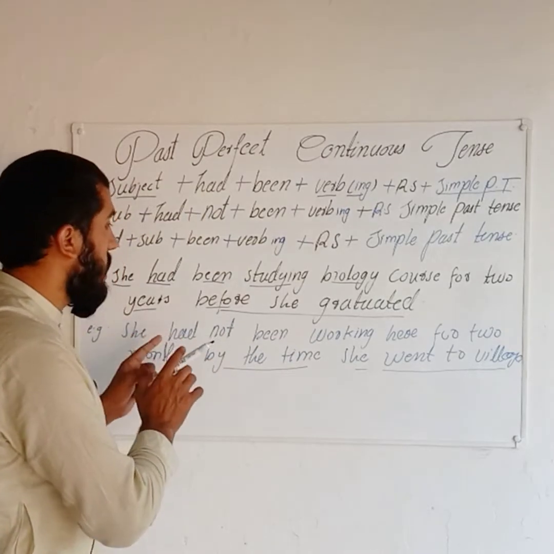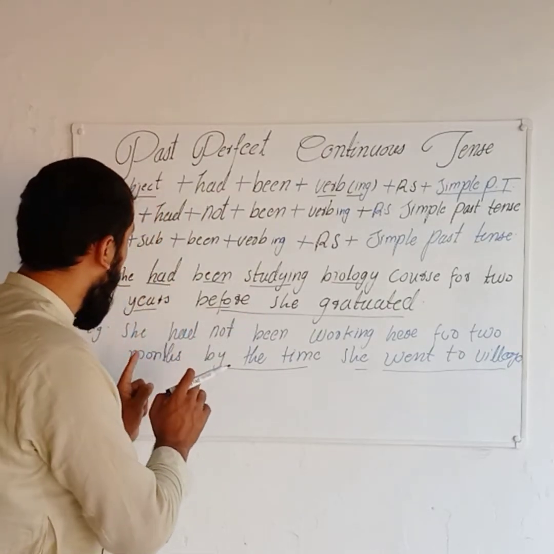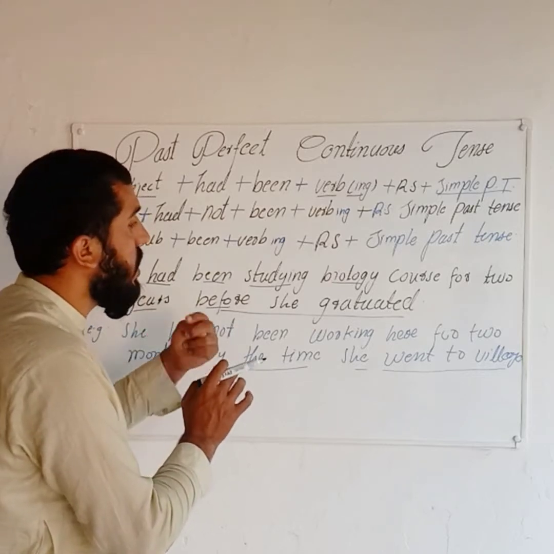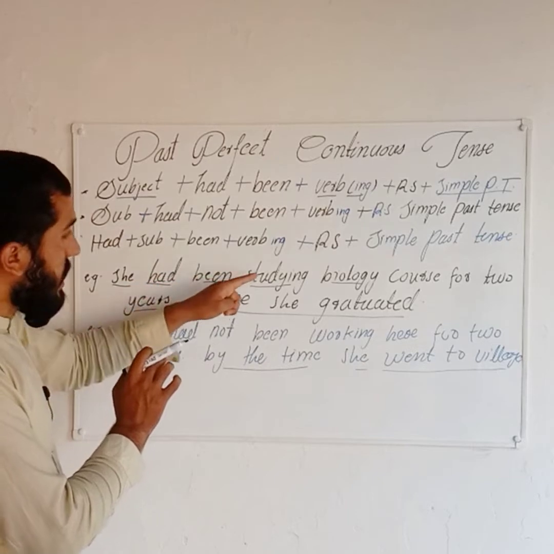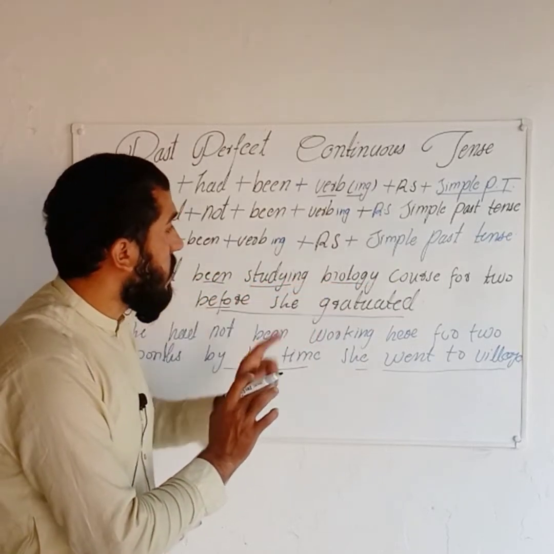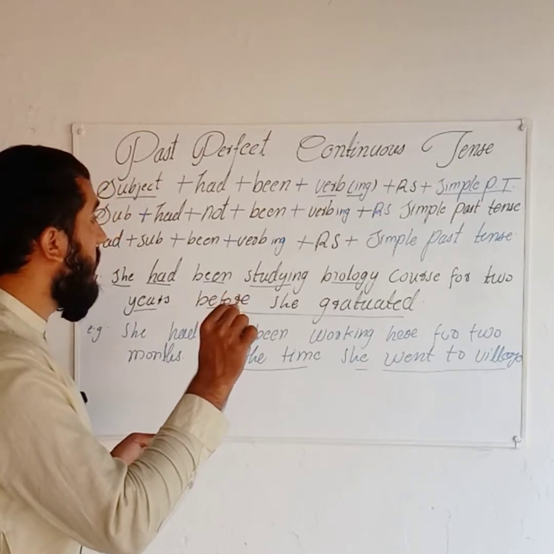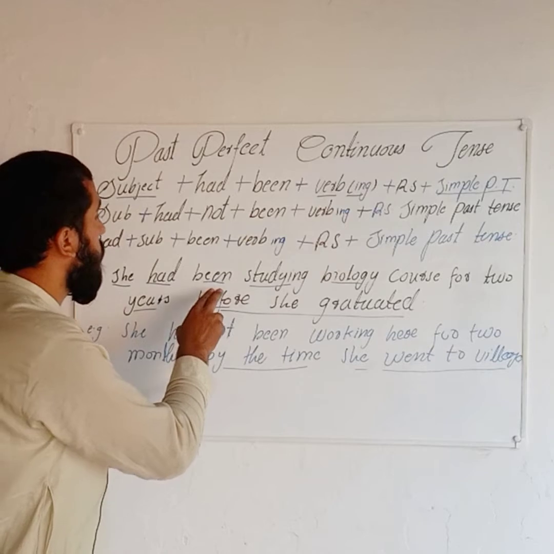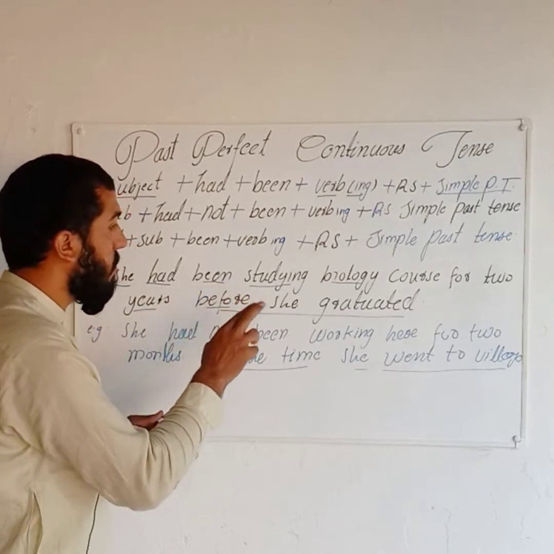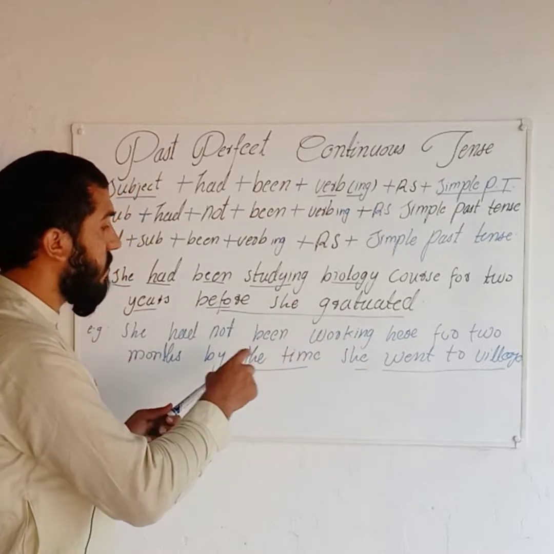Well, it means that first she worked there for 2 months, and after this she went to village. In this sentence, she had been studying biology course for 2 years before graduation. It means first she studied biology course for 2 years, and then she graduated. Then she got the degree.